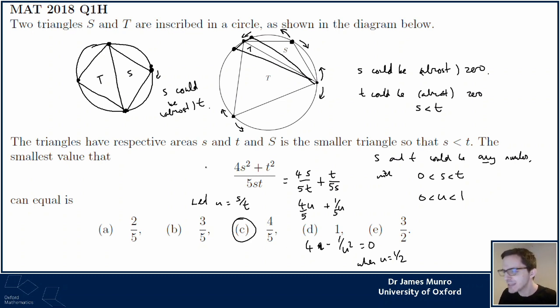And you might make this smallest value by making s and t very close together, very almost equal in size. Oh no, by making s 1/2 the size of t. Whoops. Right. Okay.